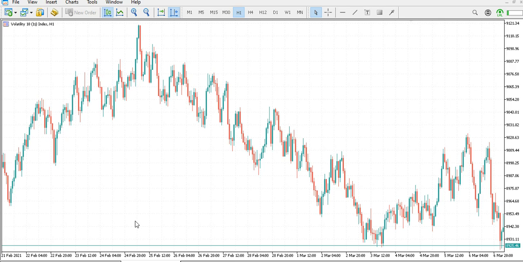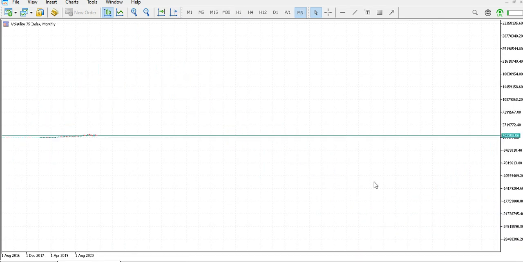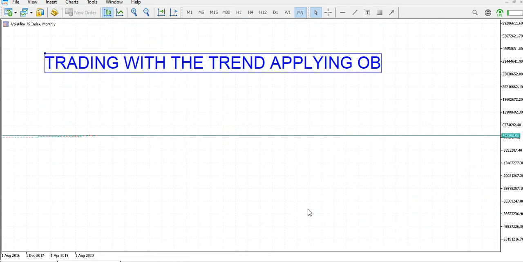Okay, today I want to talk to you about this topic: trading with the trend, applying order block. How do you trade with the trend, applying an order block? And what do you do first before you start to put your sell or your buy? Number one, always start on a higher time frame for structure.